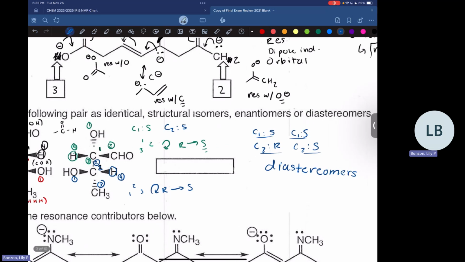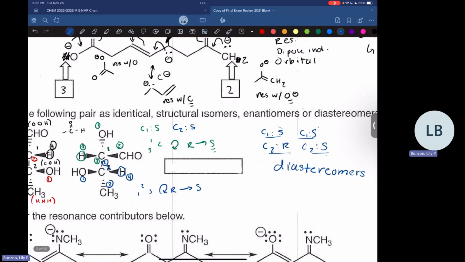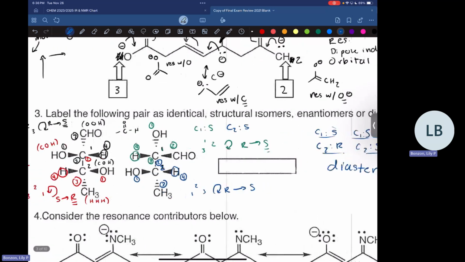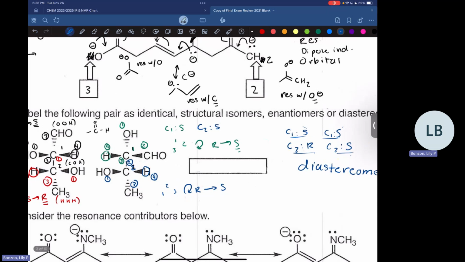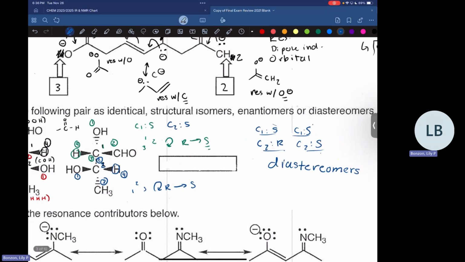Enantiomers would be if they would both switch. So S to R, R to S, or vice versa. And structural would be if the groups that are attached to carbons 1 and 2 were different between the two structures. But again, for this one, we have diastereomers.